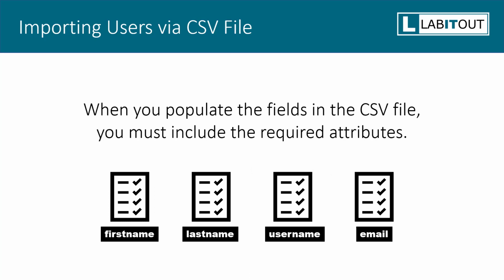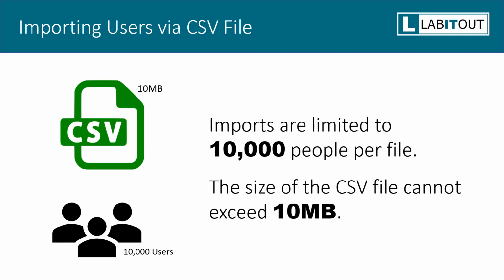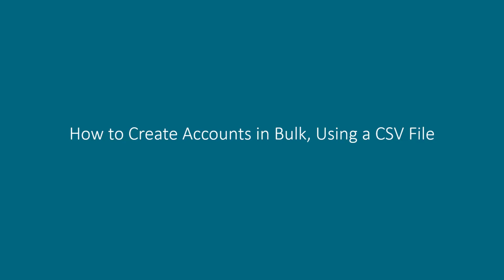I should note that when you use a CSV file to import people into Okta, you're limited to 10,000 people per file, and the size of that CSV file can't exceed 10 megabytes. In the upcoming demonstration, I'm going to show you how to create accounts in bulk using a CSV file.